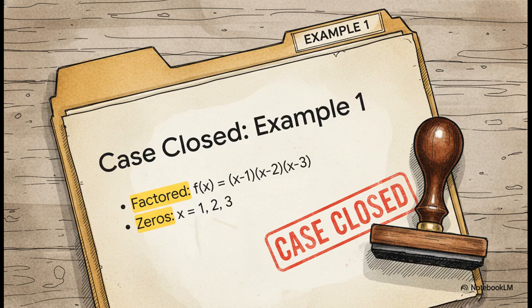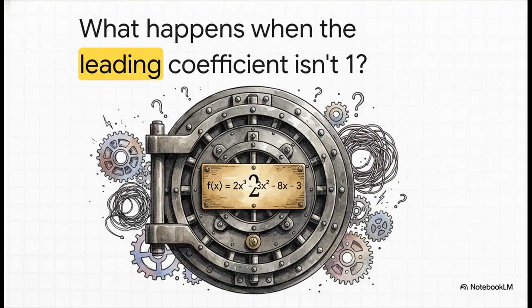So there we have it. We've completely factored our original cubic polynomial. The final zeros are 1, 2, and 3, case closed. Okay, that was a pretty good warm-up. But what happens when that leading coefficient isn't a nice, simple 1? Let's take on a tougher case.